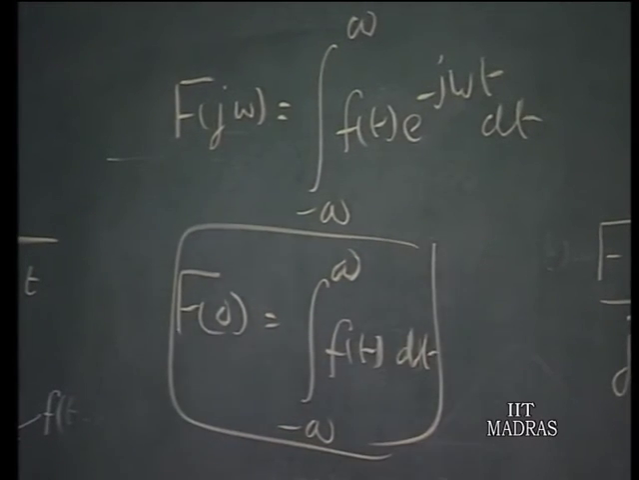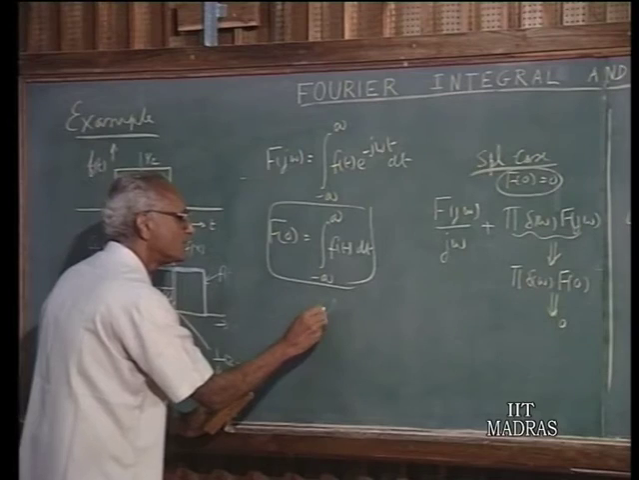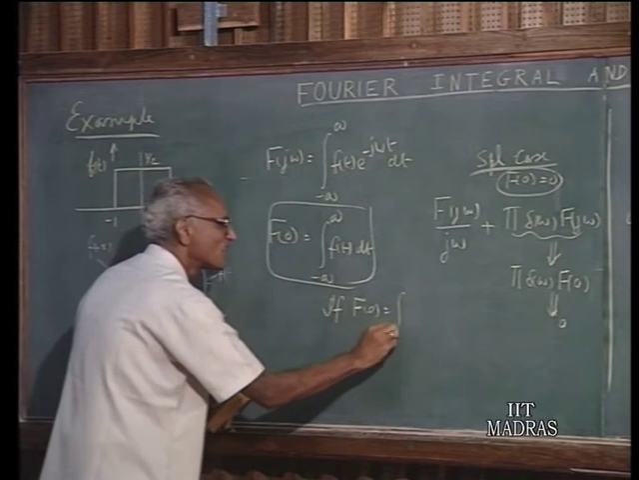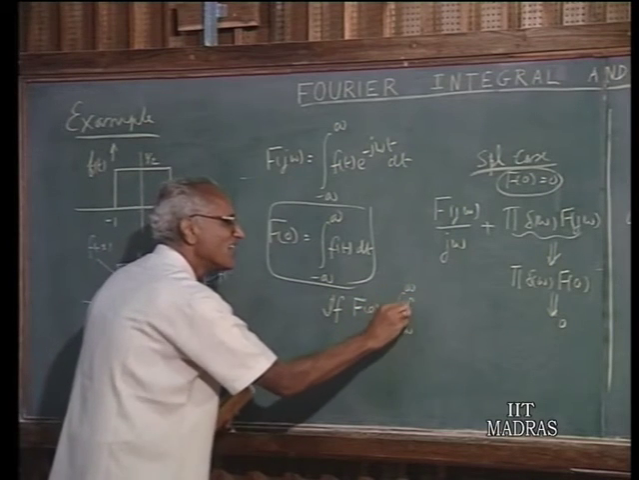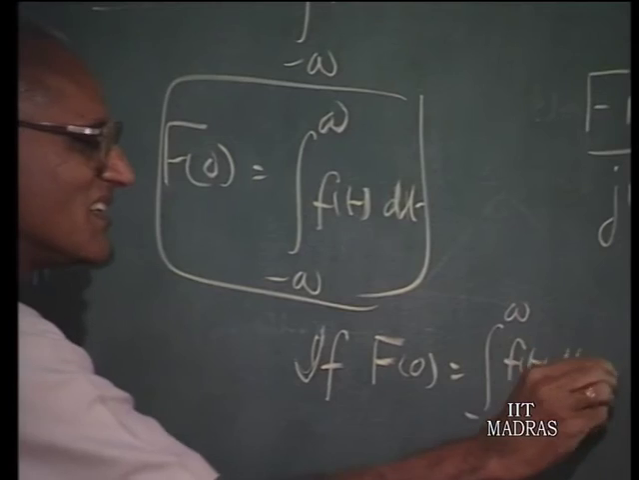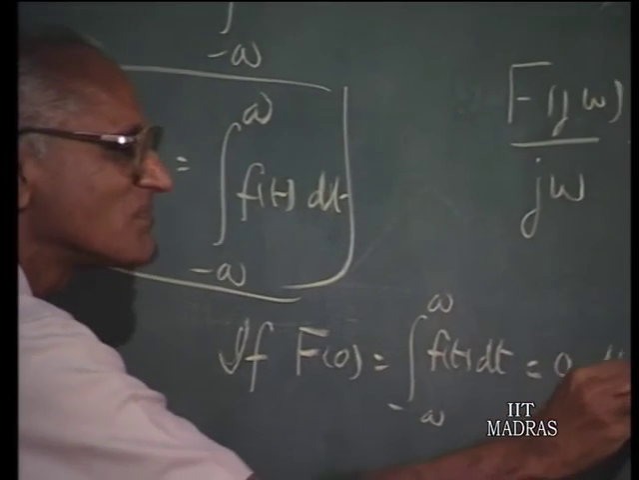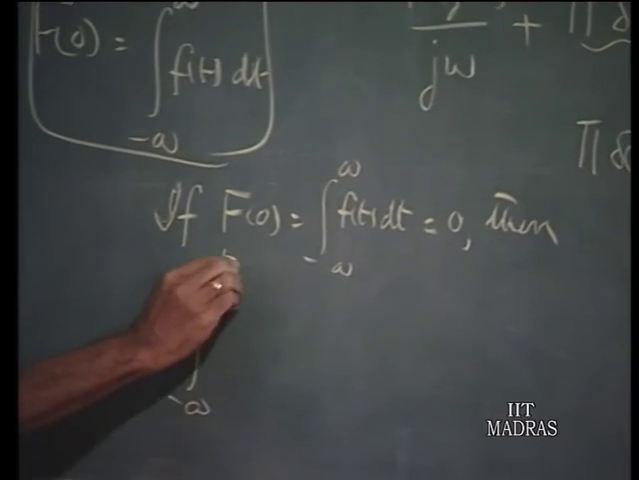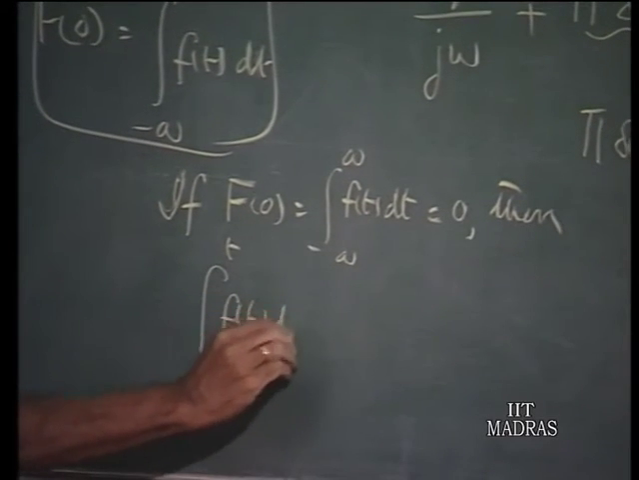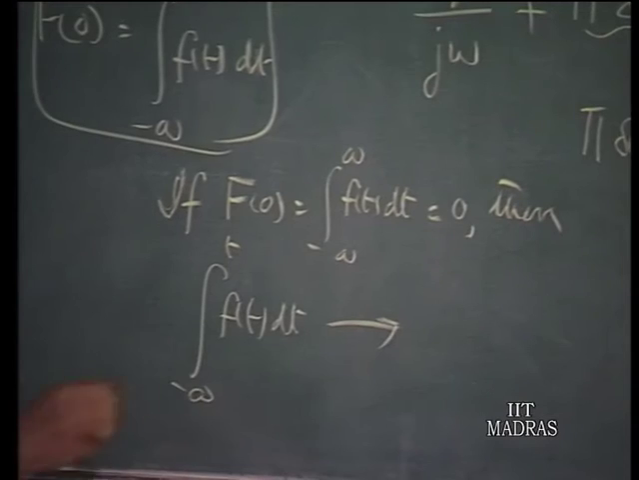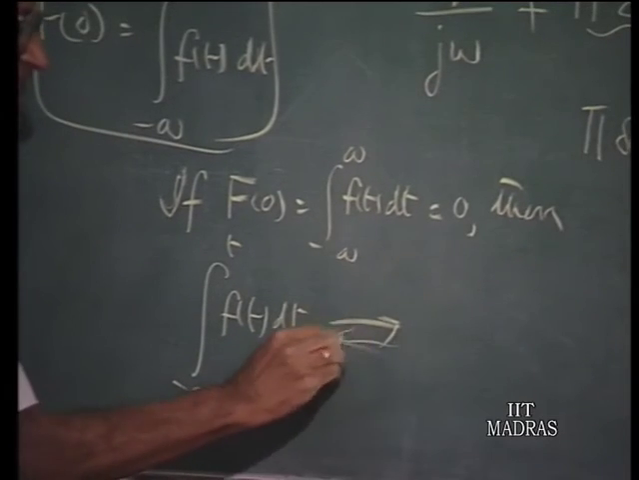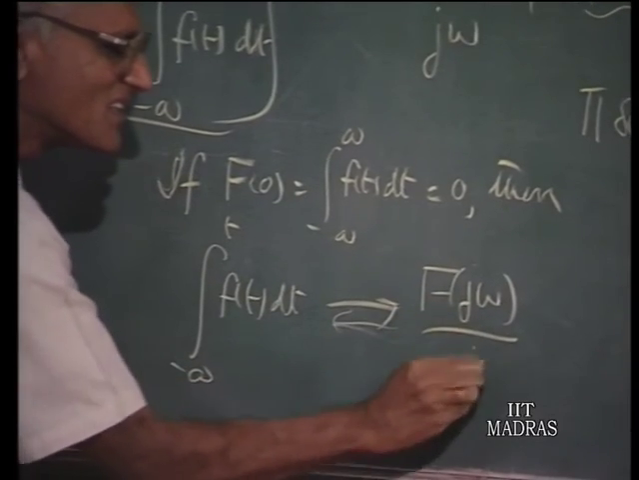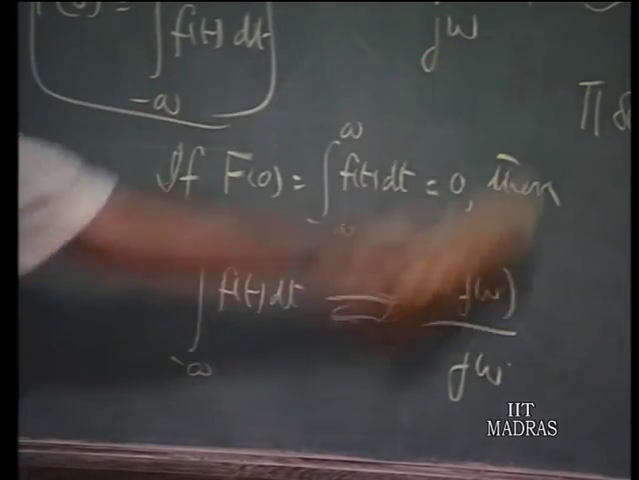So, the summary of this is: if f of 0, which is equal to the integral from minus infinity to plus infinity of f t dt, is 0, then the Fourier transform of the integral of f t dt is simply f of j omega over j omega. The second term drops out.